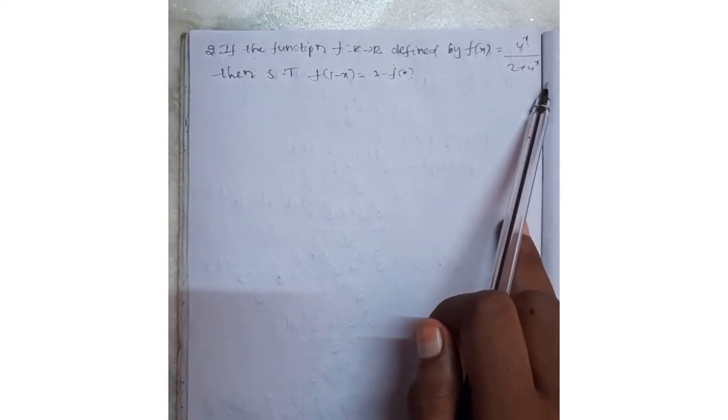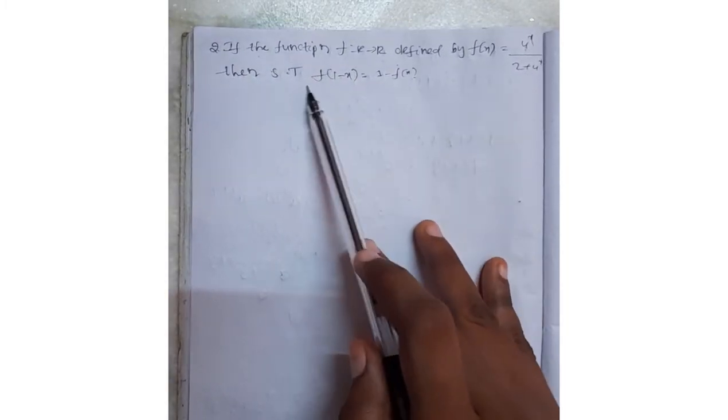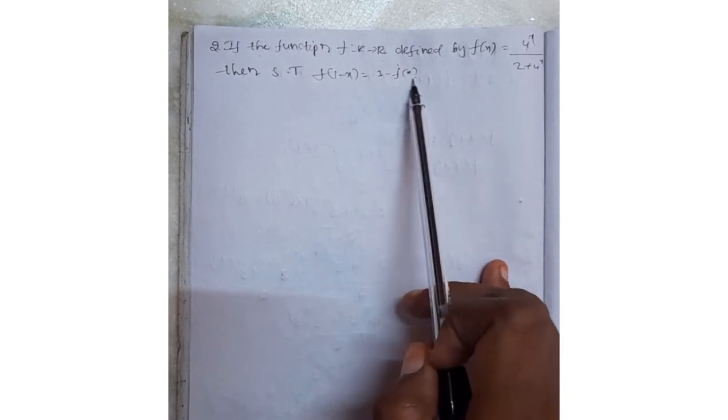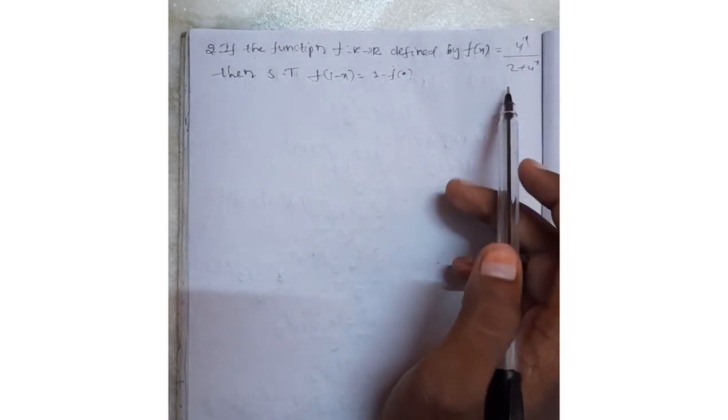The second question is, if the function f maps R to R defined by f of x equals 4 power x by (2 plus 4 power x), then show that f of 1 minus x equals 1 minus f of x. This problem is the same as the previous one, like substituting 1 minus x in the place of x.